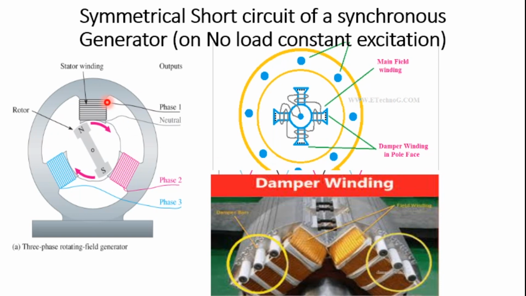You can see here, these are the damper windings on the pole faces. These are going to help. Already we know the concept.